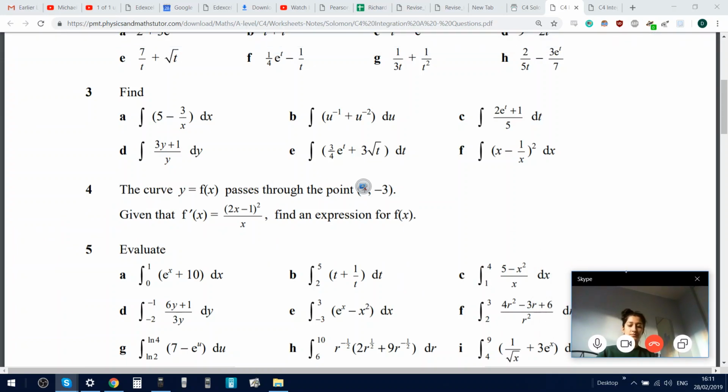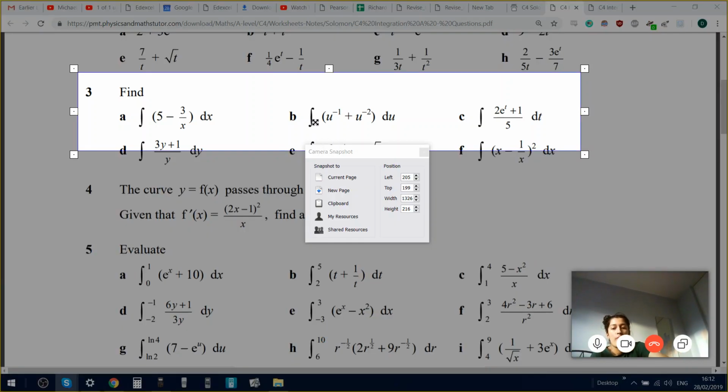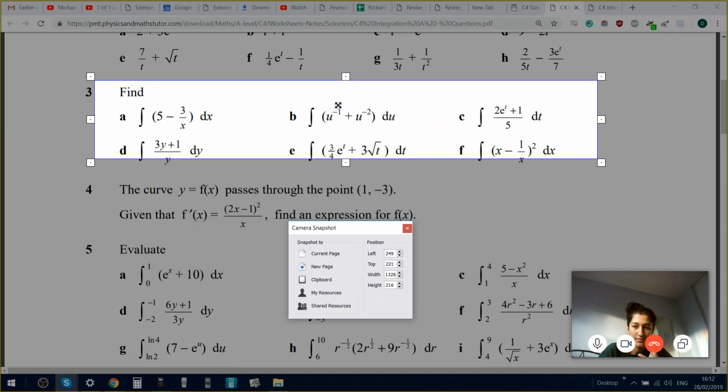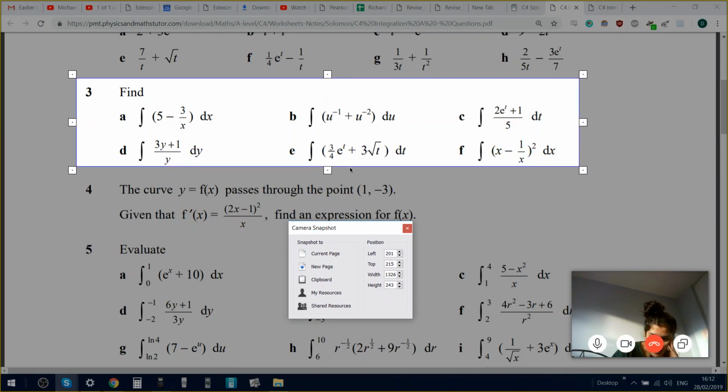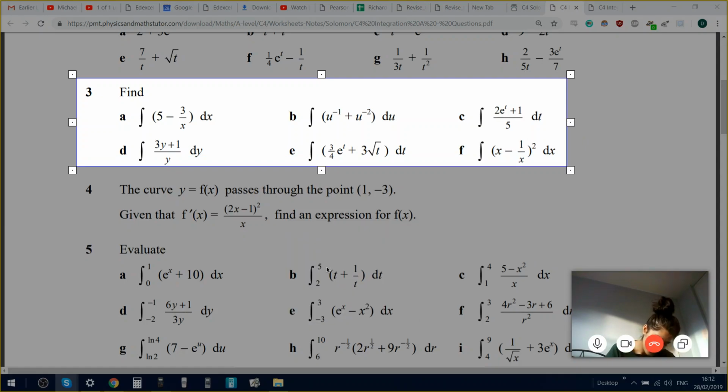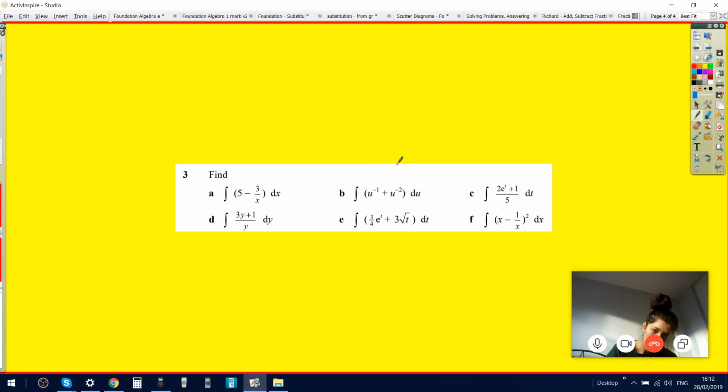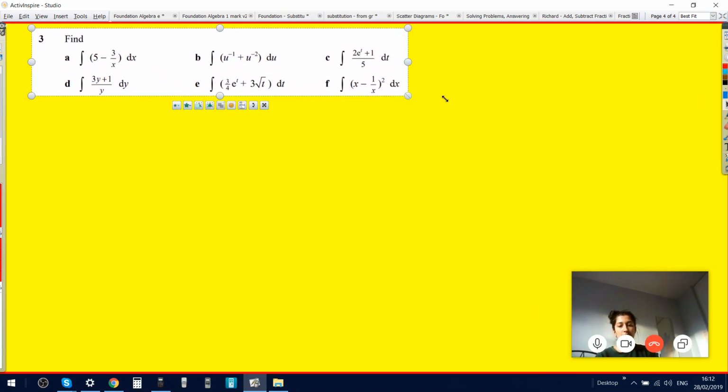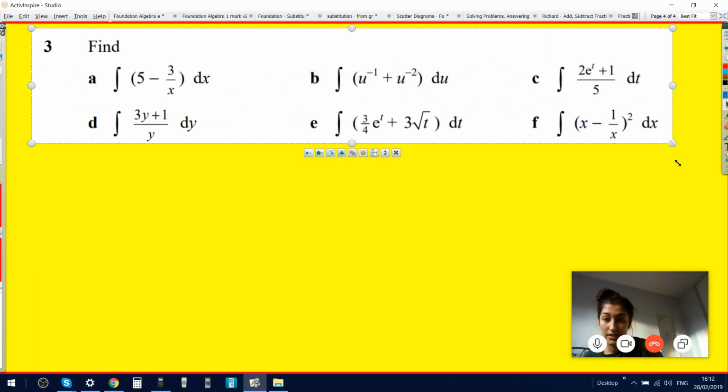So let's see. This is different notation. Same idea. How would you do 3c? Where's that? Okay.